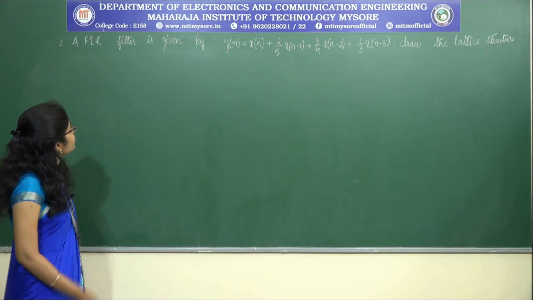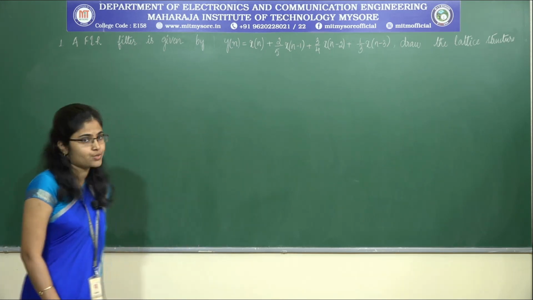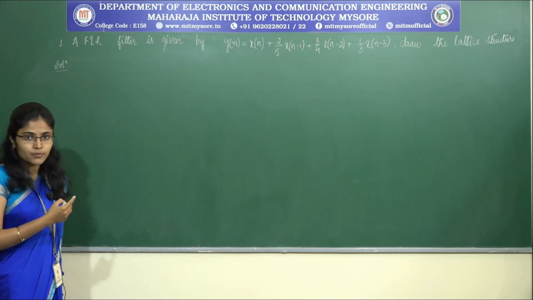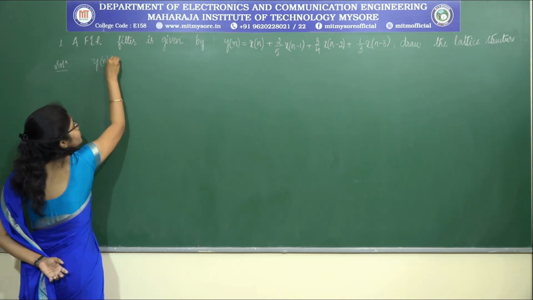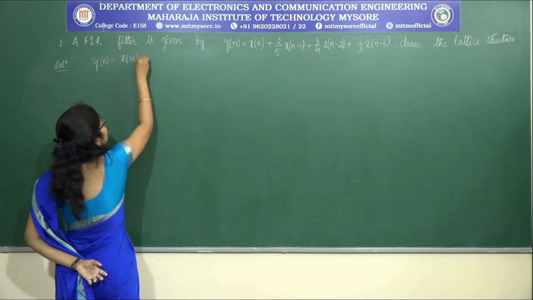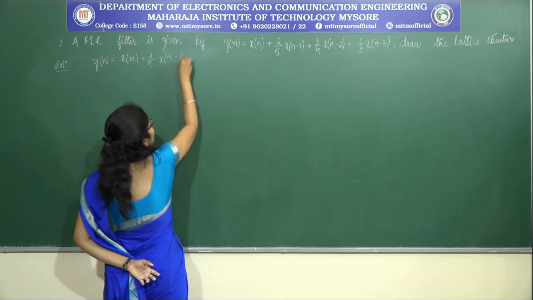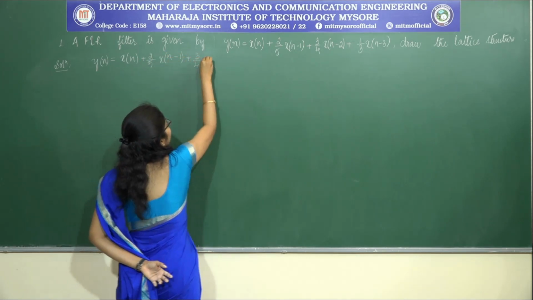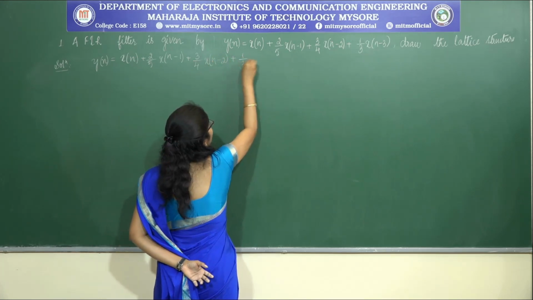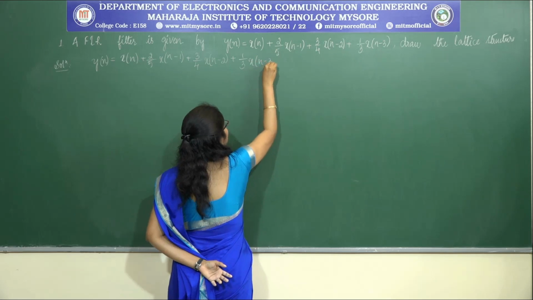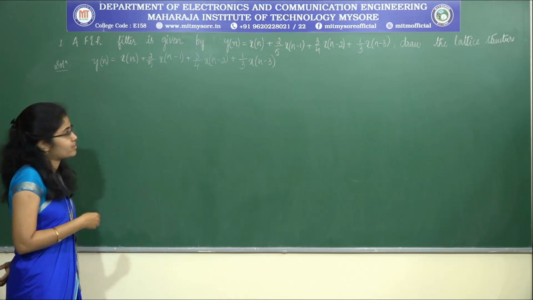The question is: an FIR filter is given by a difference equation, and we need to draw the lattice structure. I should take the difference equation and first find the system function. So the difference equation is y of n equals x of n plus 2 by 5 x of n minus 1 plus 3 by 4 x of n minus 2 plus 1 by 3 x of n minus 3. Now to this I should apply Z transform.